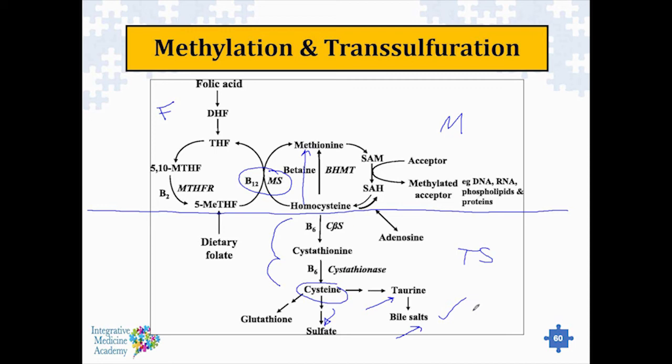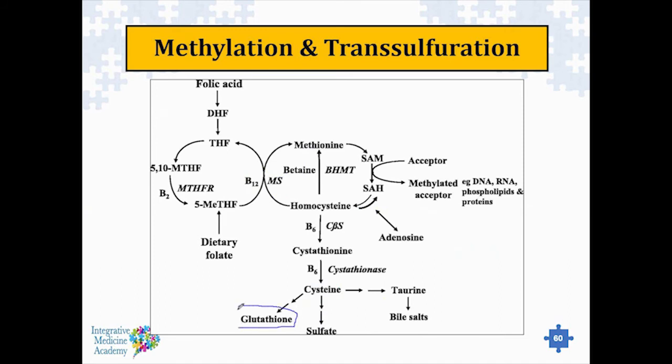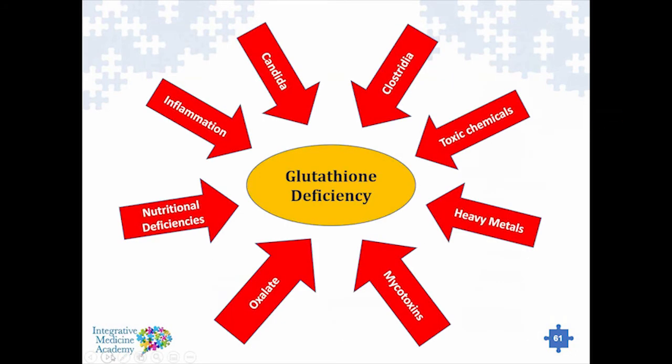We need good bile salt production from the liver to activate the pancreas to release digestive enzymes. We need bile salts in order to activate motility of the small intestine through what's called the migrating motor complex. We have to have bile salt activity even within the large intestine. One of the other components that gets produced is glutathione. There are many things that can lead to glutathione deficiency: toxic chemicals, Clostridia, nutritional deficiencies, oxalates, mycotoxins.